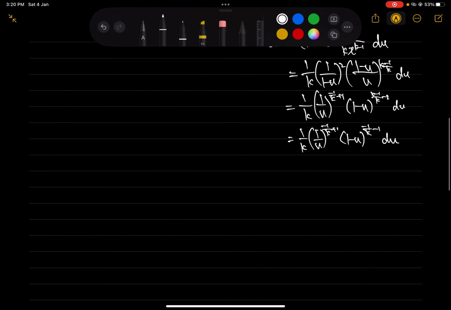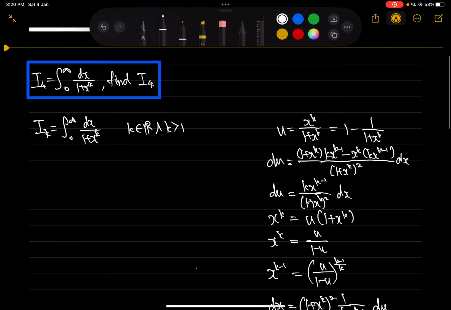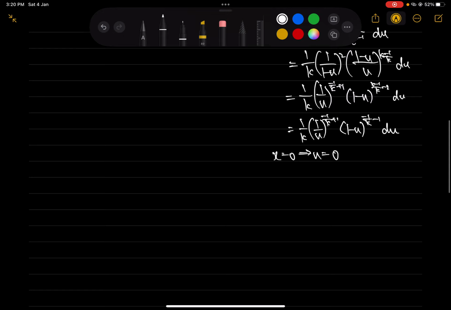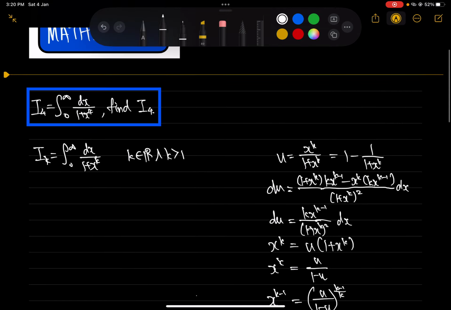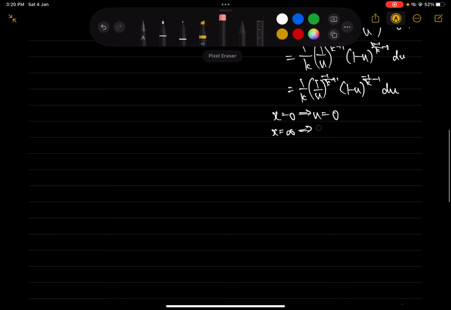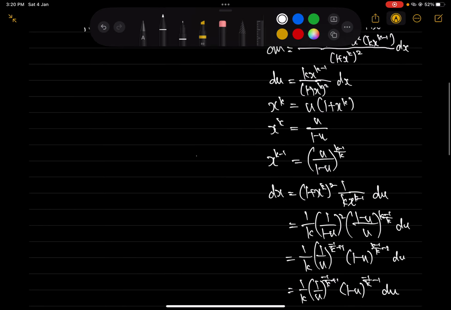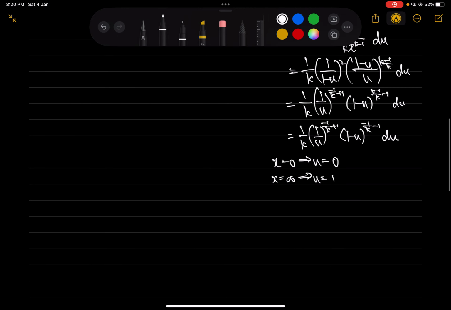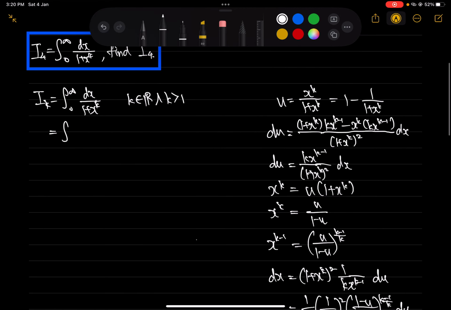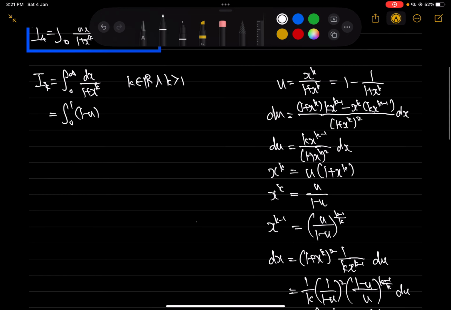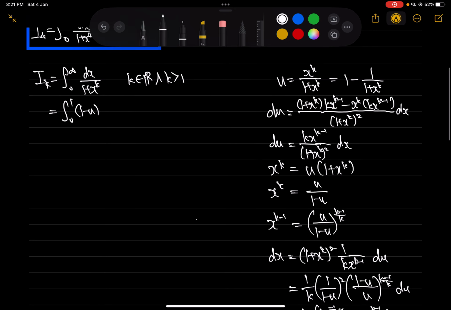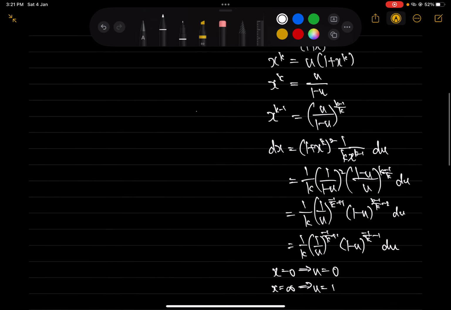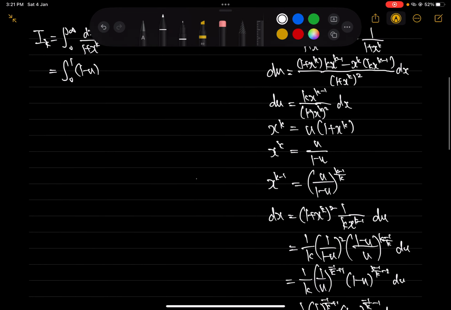Let's do the boundaries also. When x is 0, that just implies u is equal to 0. That one's quite obvious. And when x is infinity, we use the expression on the right, and then we know that u is equal to 1. Now, with all that calculation out of the way, we have from 0 to 1, that's 1 minus u. Yeah, that is definitely 1 minus u. And then we have whatever monstrosity that is down there, that is dx.